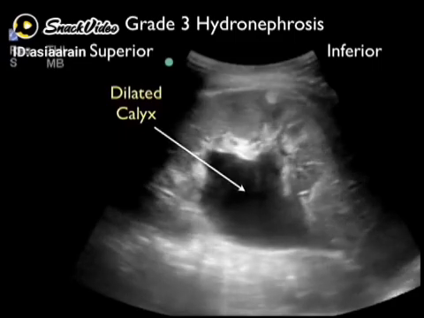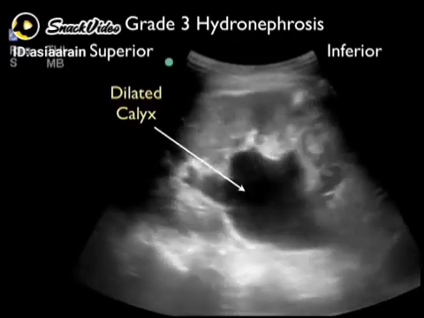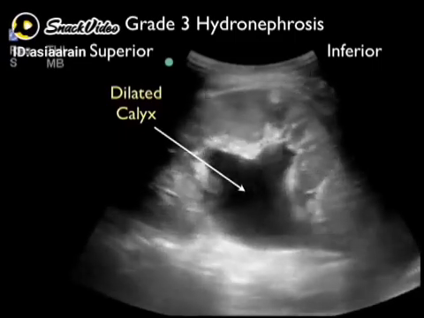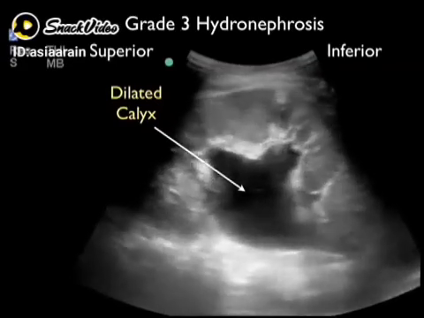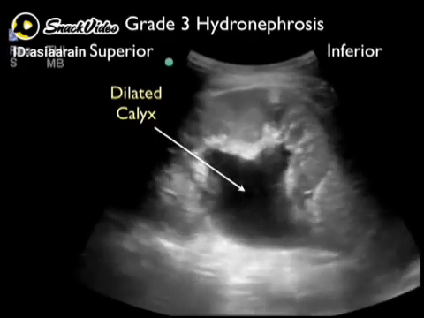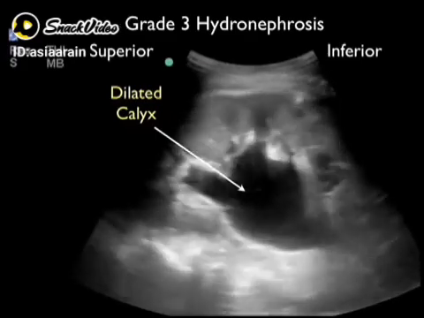Here's an example of the highest grade hydronephrosis, severe or grade 3 hydronephrosis, in a patient who had a 1.5 centimeter kidney stone. As we look through the kidney, scanning back and forth, we can see that all the medullary pyramids and the calyceal region are completely filled with dark or anechoic fluid. All that's left here is the outer cortex of renal tissue.